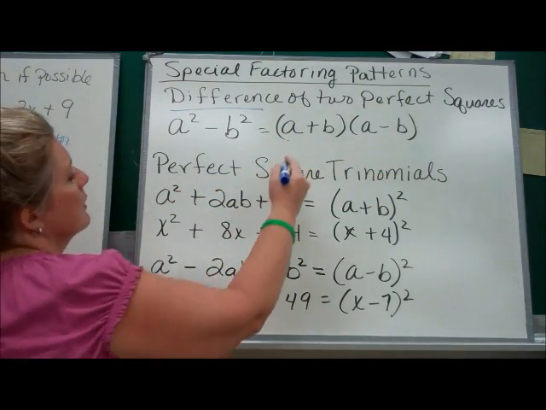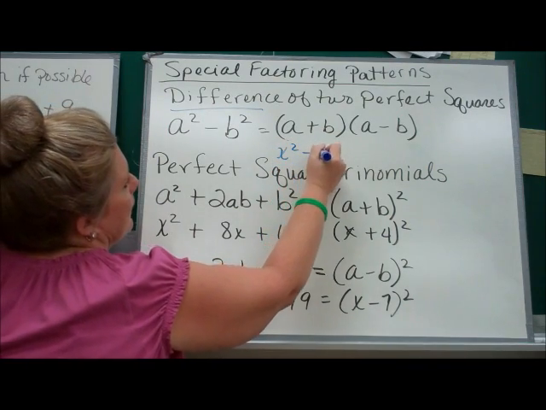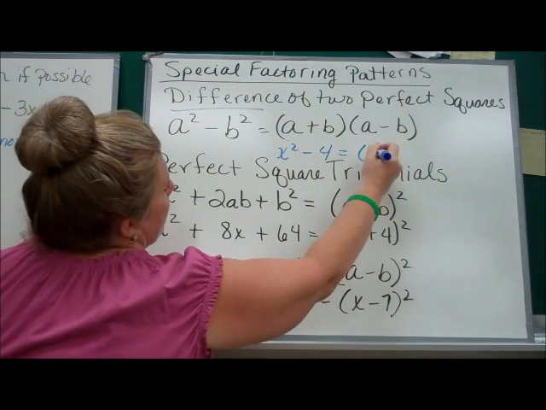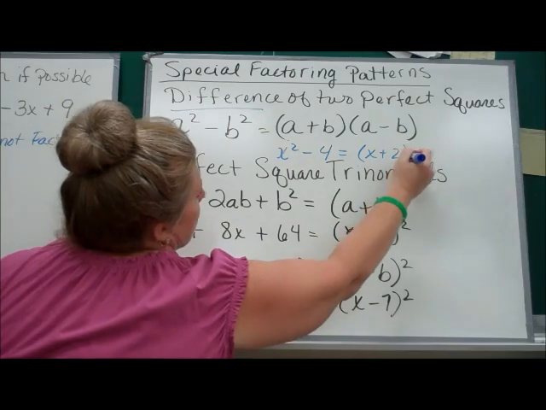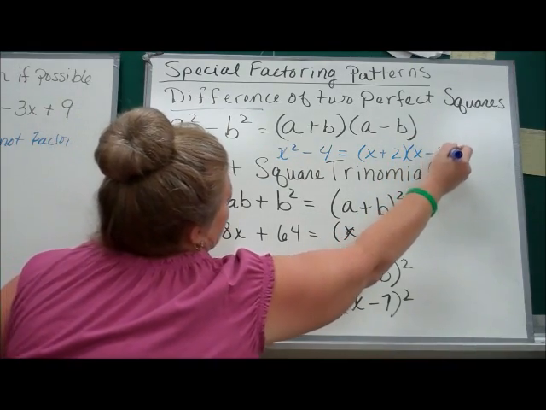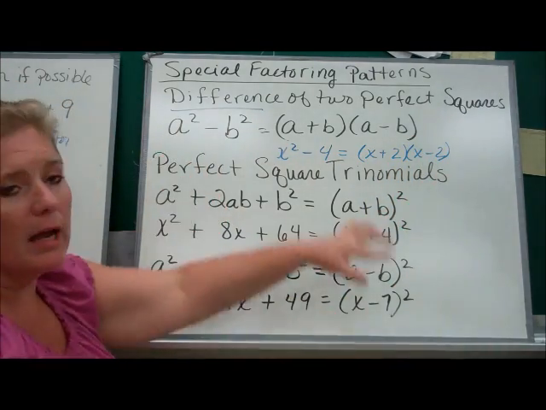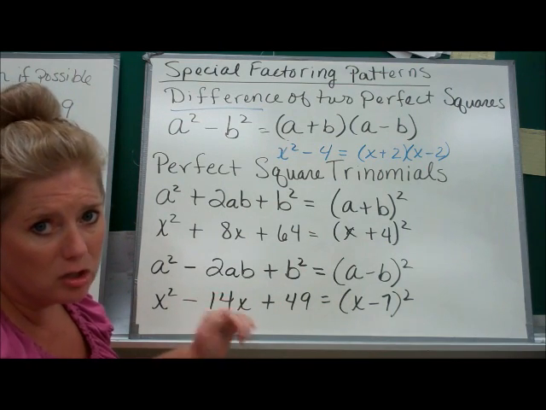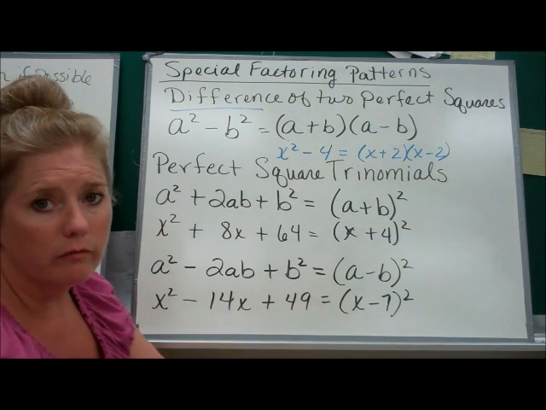It's going to factor to a plus b times a minus b. An example of this would be x squared minus 4. That's going to factor to x plus 2 times x minus 2. If you memorize these special factoring patterns, it'll make things go so much quicker for you.